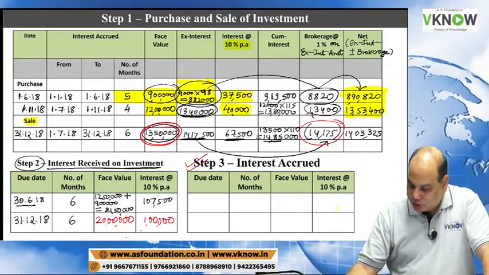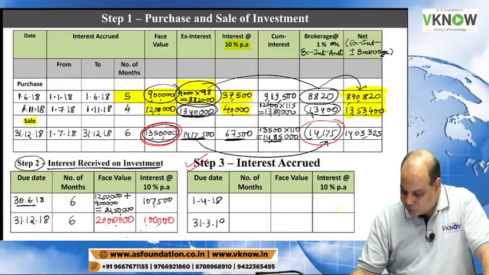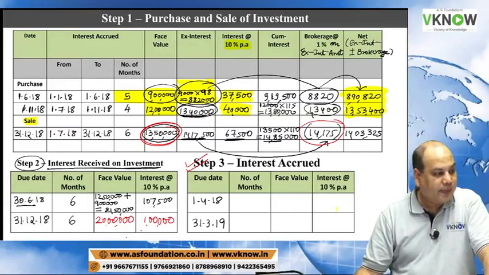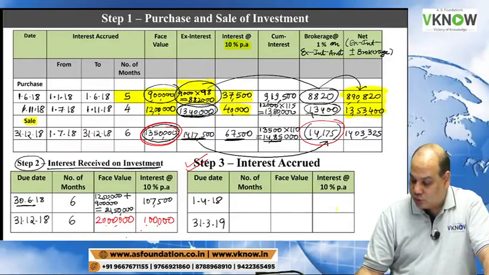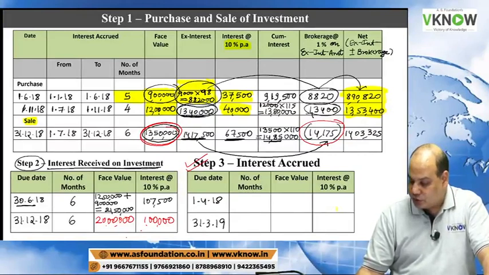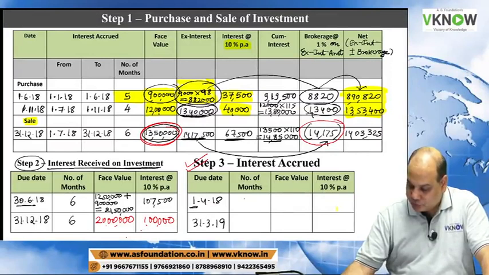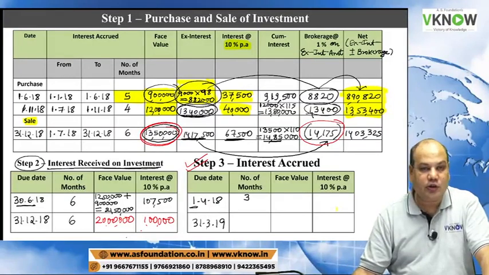Interest accrued due date will be, first we will take the opening date 1/4/18 and then the closing date 31st March 19. Interest accrued, due date, number of months, face value, and interest at the rate of 10%. So due date 1st April, opening balance, interest will accrue for 3 months.